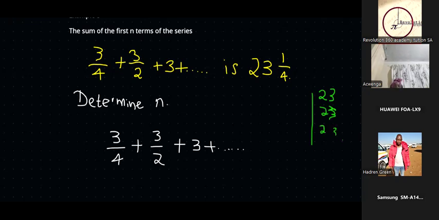3, 6, 9, 12, 2 carry 1. 2, 4, 6, 8, 9. So 92 plus 1. It means to say here, we're having 93. Yes, 92. So it will be 93/4, guys. You always divide by that denominator. So that's what basically you are having.